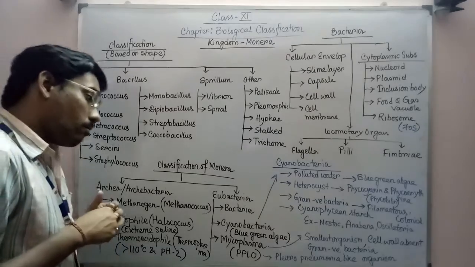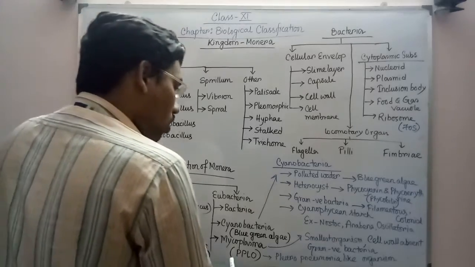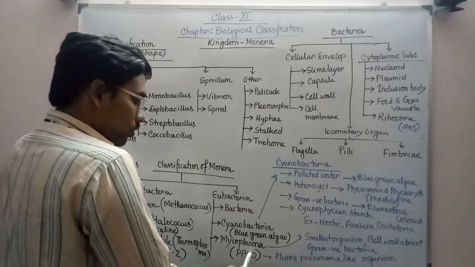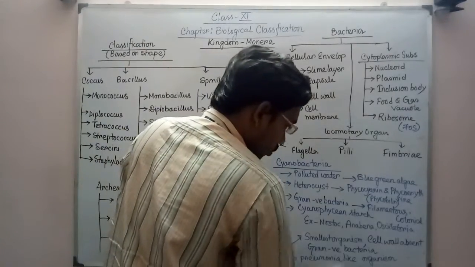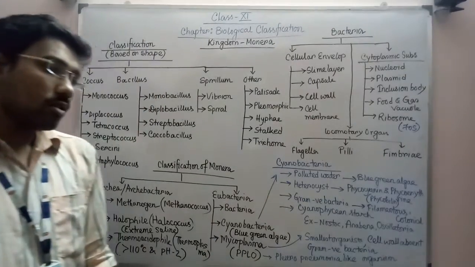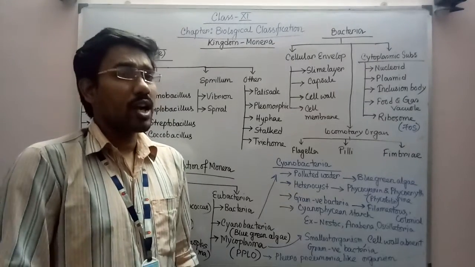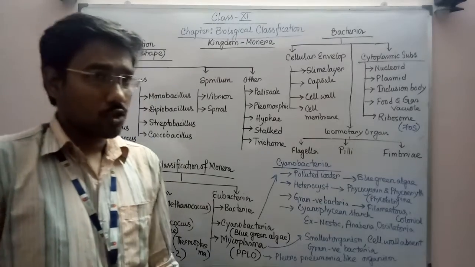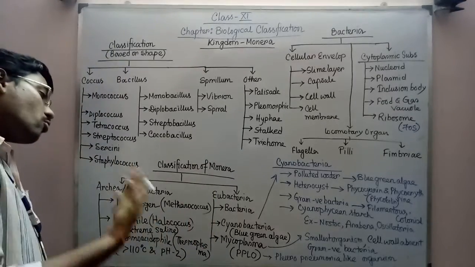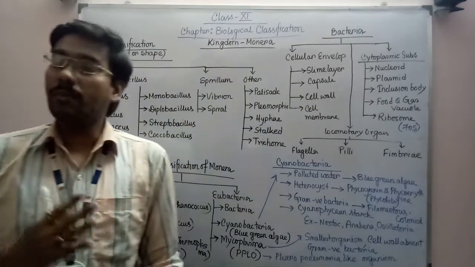Another very important point to remember is that mycoplasma can also be called PPLO. What is PPLO? The full form is pleuropneumonia-like organism. These organisms look like pneumonia causing bacteria, like Streptococcus pneumoniae, Diplococcus pneumoniae. So like them, they look similar, and they can cause pneumonia-like respiratory problems also. So for that reason, mycoplasma can also be called PPLO.